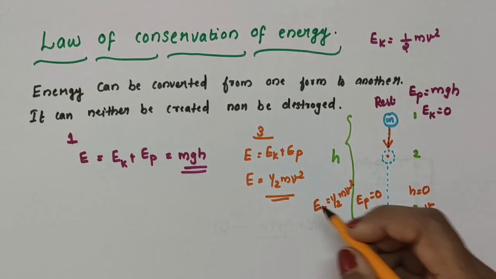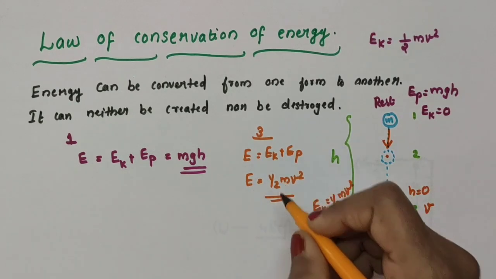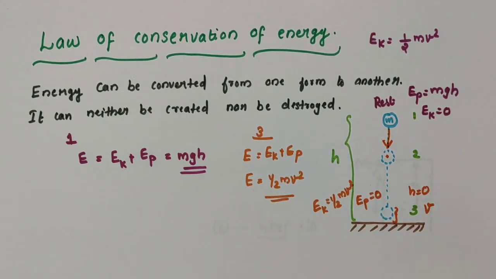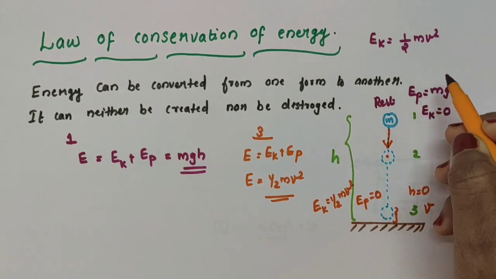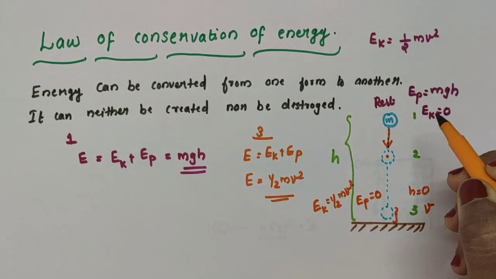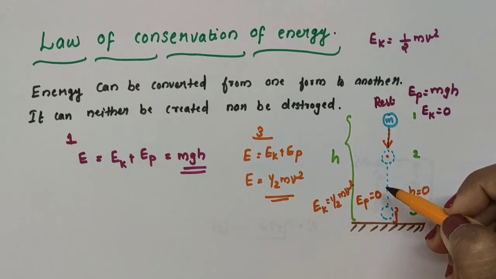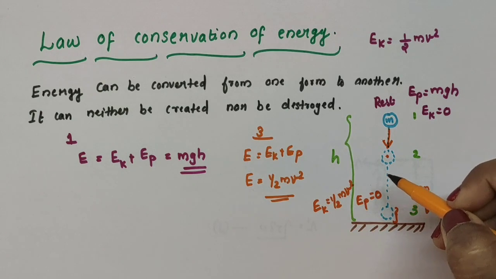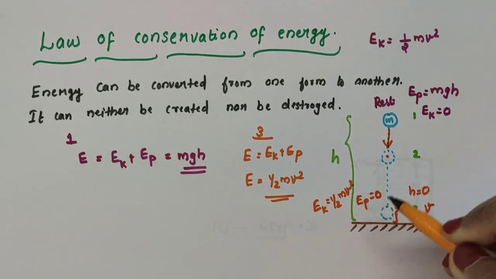Okay, so we got the total mechanical energy of the body when that body or object is here as half mv square. Initially the object had only potential energy. Its kinetic energy was 0. When it is falling down, its potential energy decreases and kinetic energy increases. That is, some of its potential energy converts into its kinetic energy.